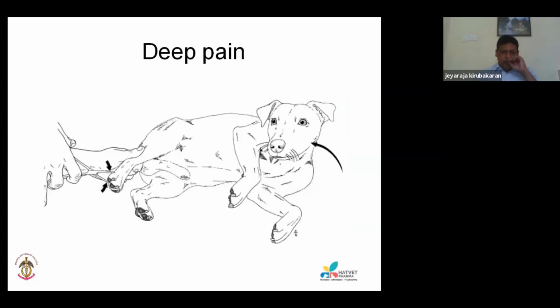Okay, then the deep pain. So for deep pain, you are using a hemostat and crushing the periosteum, and you create a deep pain. It is not just taking off the limb, it should consciously perceive the pain and it should react. Either it should vocalize or it should try to bite you or do something consciously. So it tests the whole path. It is very much helpful in giving the prognosis of any spinal cord injury. If the deep pain is absent, it carries a very poor prognosis.